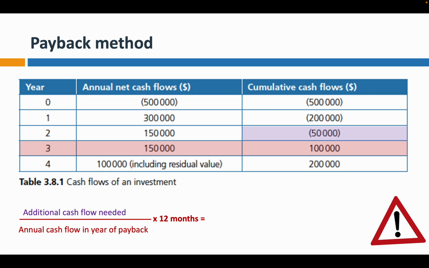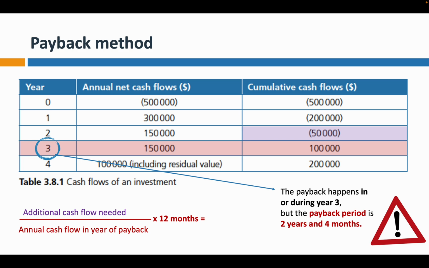It's going to be 4 months. So the payback happens in or during year 3, but the payback period is 2 years and 4 months. Okay, that's why there's an exclamation mark, for you to actually pay attention to the phrasing, that you use the right terminology. Payback happens in or during year 3, but the payback period is 2 years and 4 months.